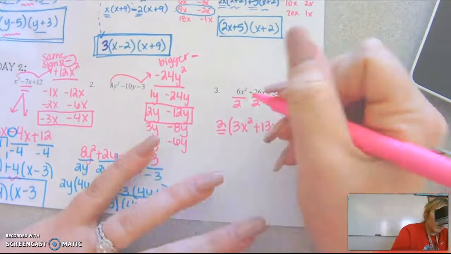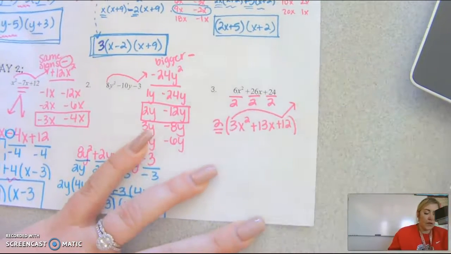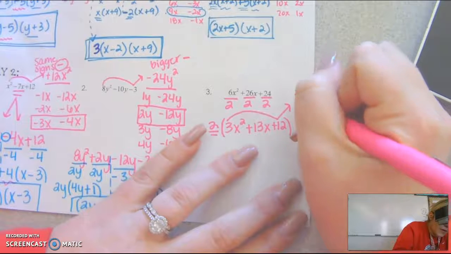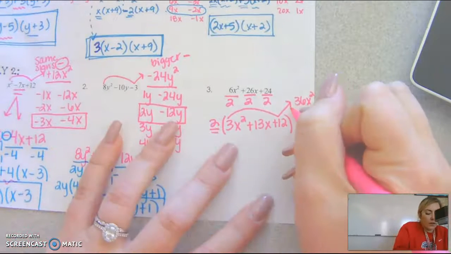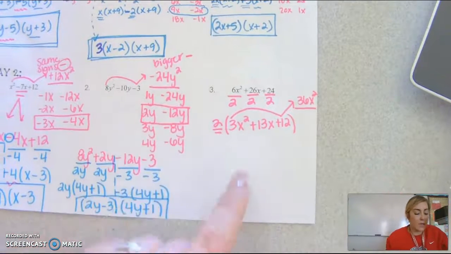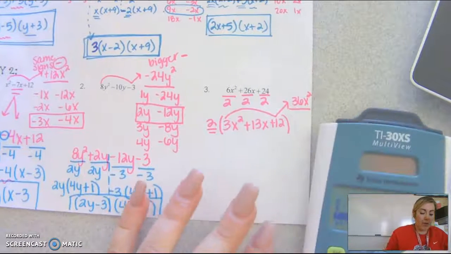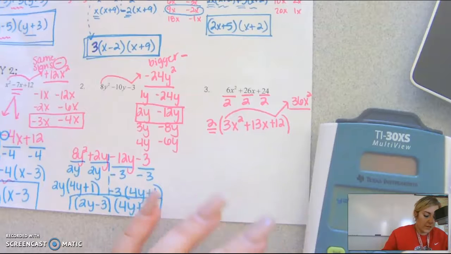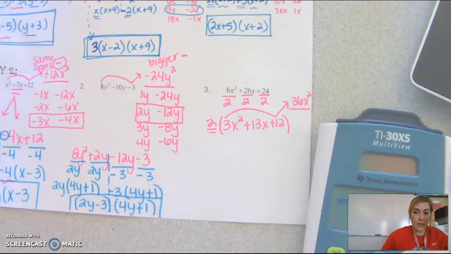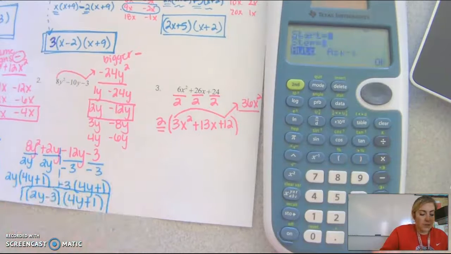So now I'm going to take my first term times my third term. So 3 times 12 is 36x squared. Again, I need to make my list. Everything's positive, so they're all going to be positive with the same signs. I'm going to change this to 36 on top so I can see what my factors of 36 are.